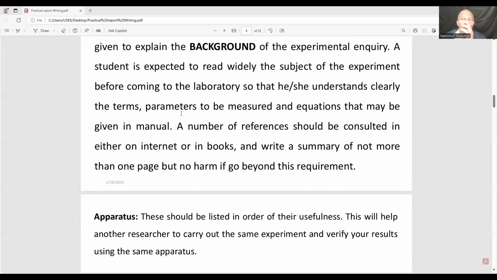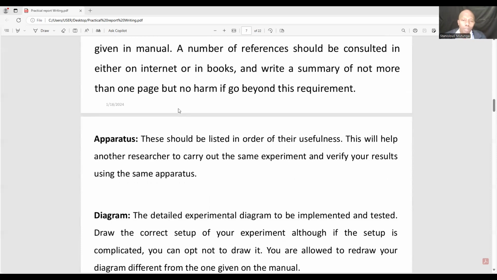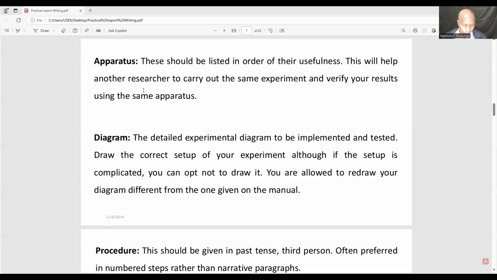After theory, that's where we have the apparatus, and they should be listed in order of their usefulness. They will help someone who reads your book, maybe for reference or for something else, to carry out the same experiment and verify your results using the same apparatus. After the apparatus, if you have circuit diagrams or setups, that's where we try to draw the detailed experimental diagram which you are implementing to test. It is supposed to be written or drawn in this section.